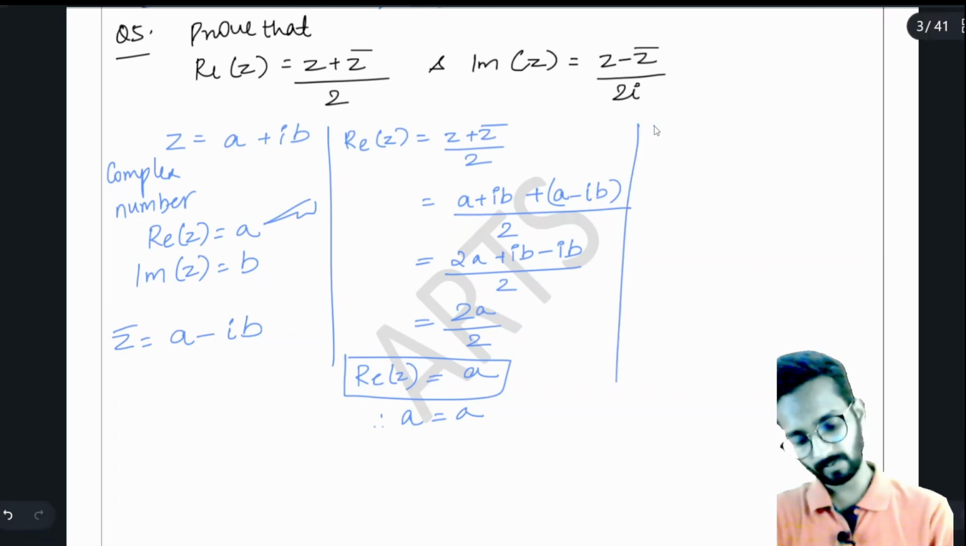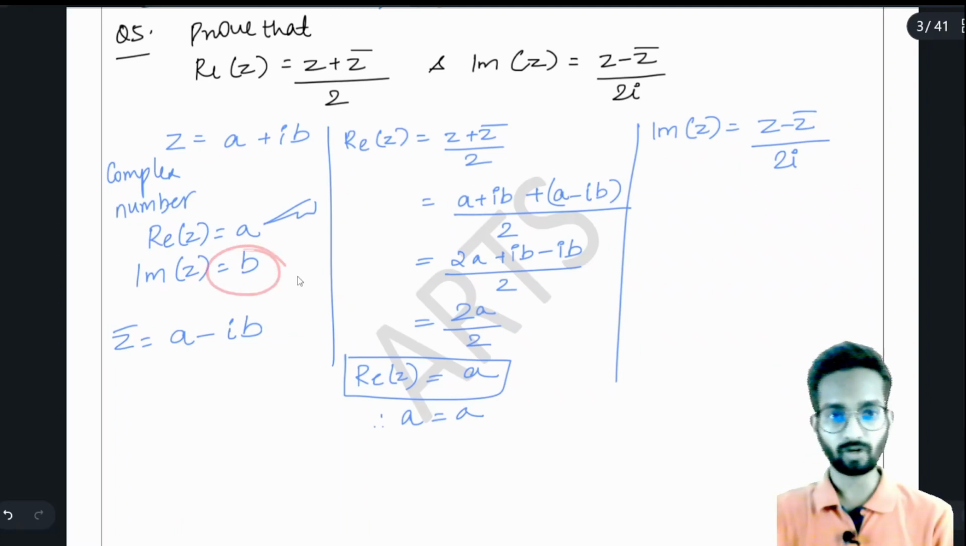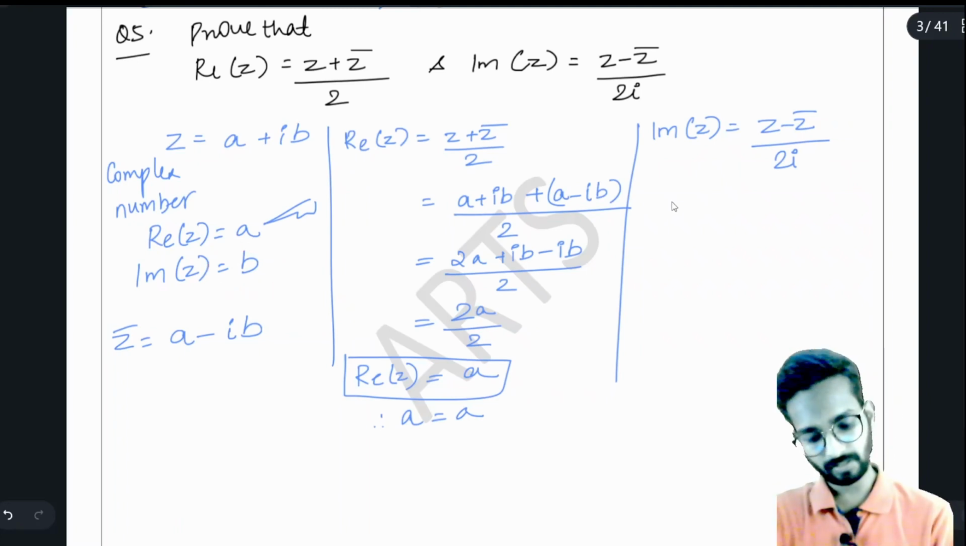Now check imaginary part of z. They want to say that when you solve imaginary part z minus z bar by 2i, your answer must be b only. It cannot be anything else. Okay, we will check z minus z bar, it means z was a plus ib.